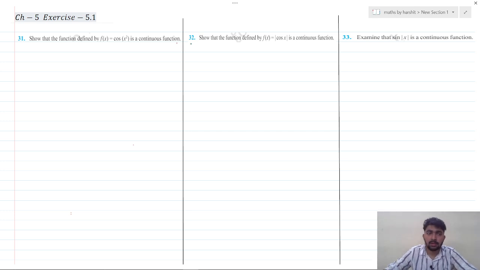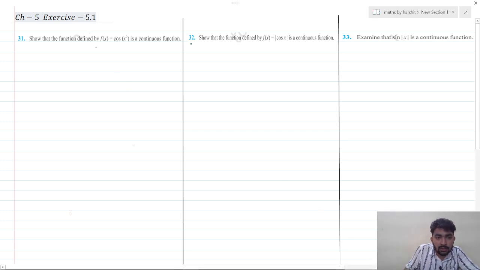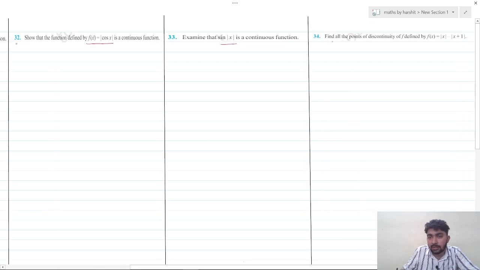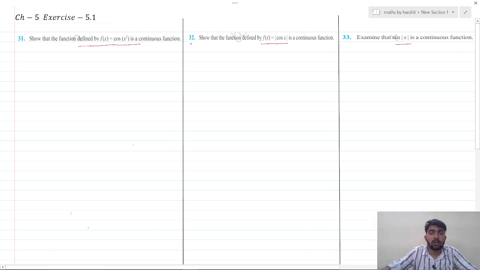What are the different things? Here you can observe, show that the function f of x equal to cos of x square is continuous. f of x equal to mod of cos x is continuous. And here they are saying examine the continuity of mod sin x. And in question 34, they are saying find all the points where the function is discontinuous. The function is mod of x minus mod of x plus 1. So in all those questions, we need to discuss the continuity of the function.